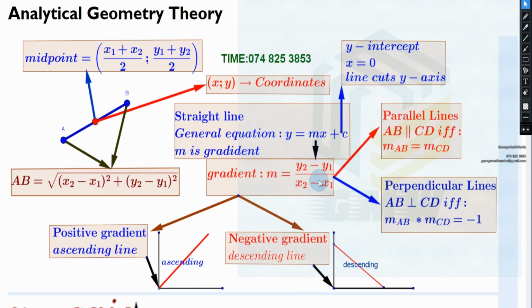Now, at the same point, this which we call gradient also tells us more about lines. Parallel lines: 2 lines AB and CD are said to be parallel if and only if their gradients are equal. So if the gradient of the line AB is the same as the gradient of the line CD, then those 2 lines are parallel. Now, lines can be perpendicular as well. 2 lines AB and CD are said to be perpendicular if and only if the product of their gradients is -1. Now, we shall see questions that require much of this knowledge that I just explained here.